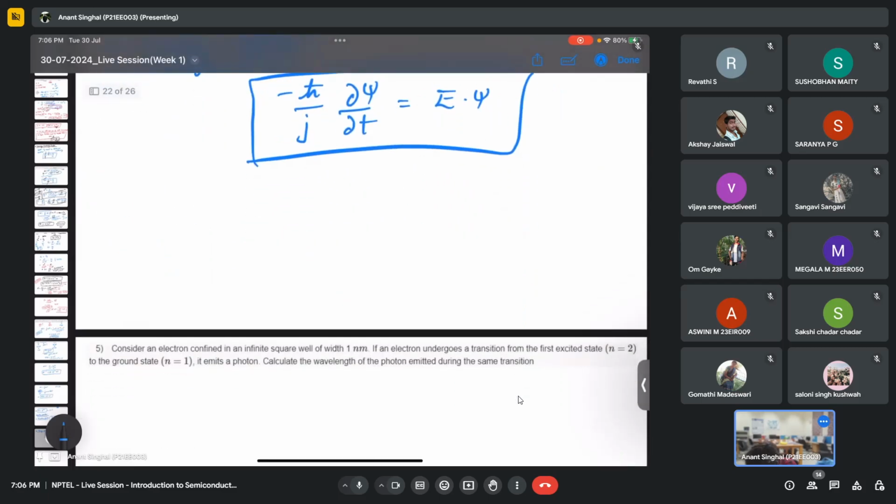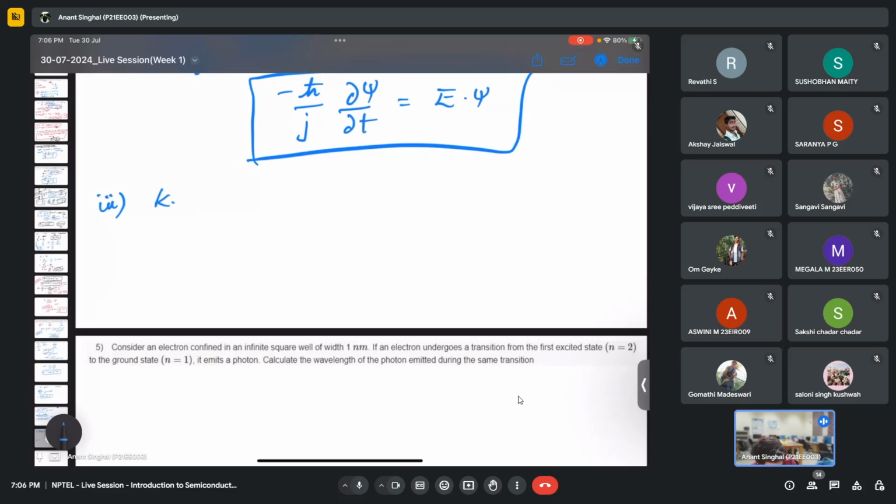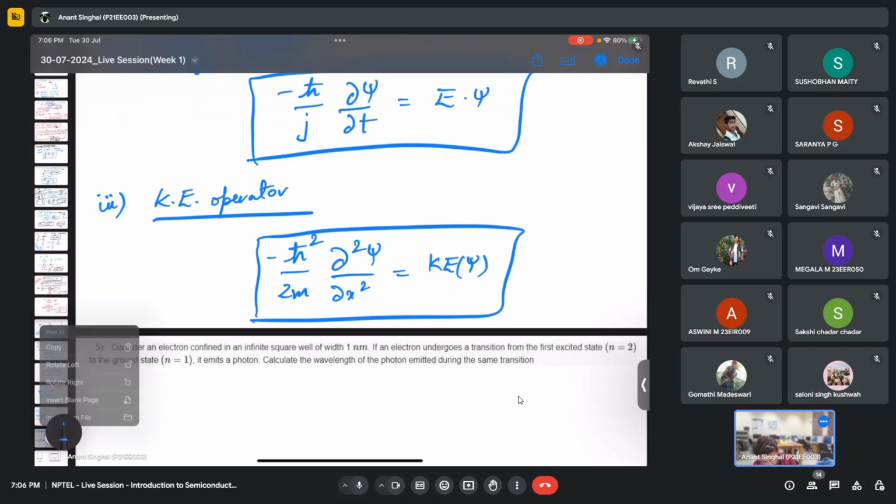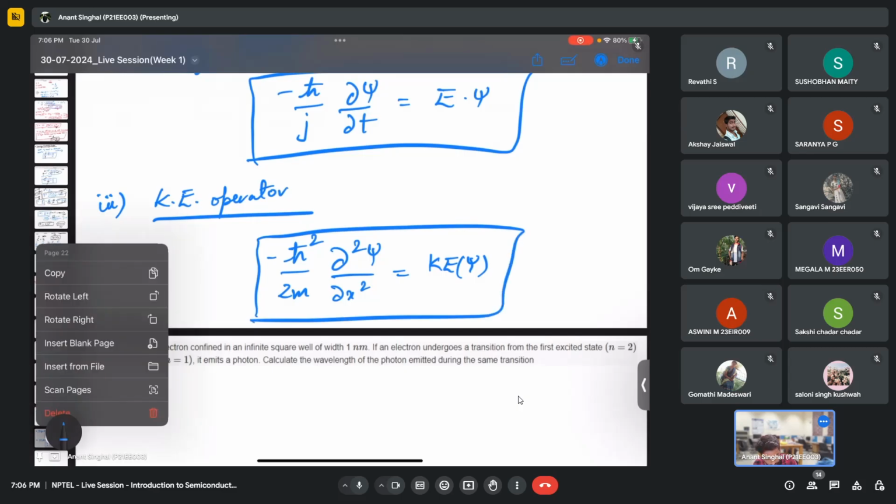And the third, for the time independent case, which is what the question is about, is the kinetic energy operator. That is minus h square by 2m d2 psi by dx2. You can write it something like this. So these are the three operators that you must have read during the lectures also.